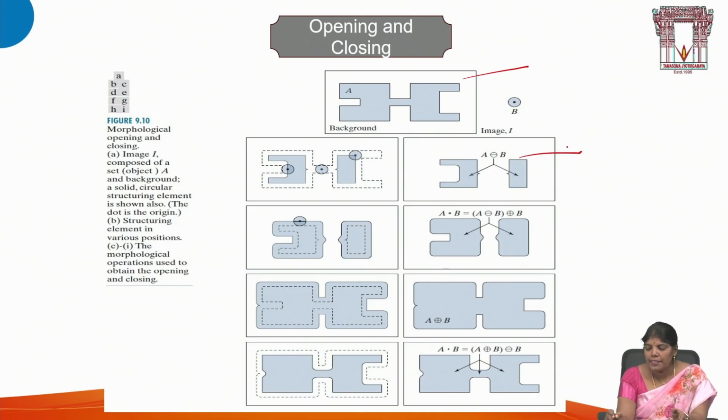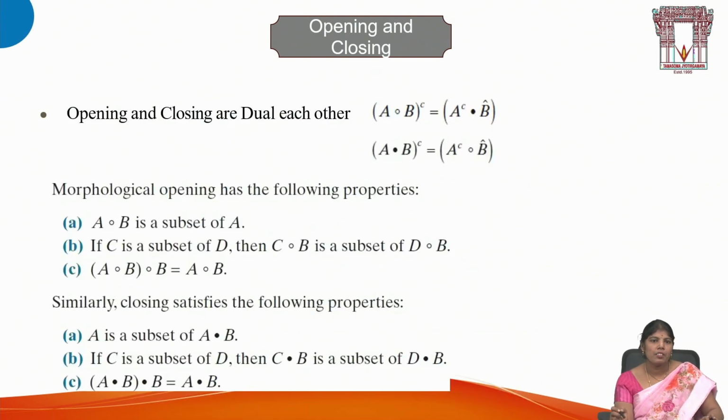So first we have applied the erosion. A eroded B means we are shrinking the image. Then we are applying the dilation. And the closing operation, this is the closing operation. Here A dilated B, then applied the erosion. So these are the different outputs you are getting with the opening and the closing operations.